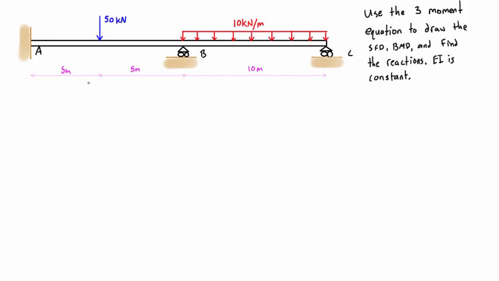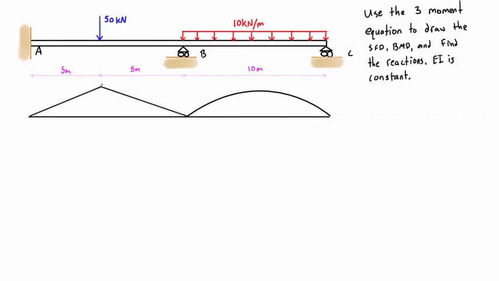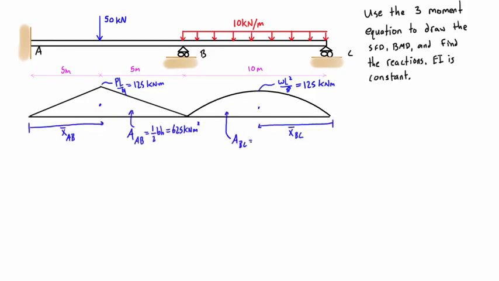So first of all, anytime you're doing a three-moment equation, look at each span that you have and draw the bending moment diagram for that span as if it was simply supported and carrying those loads. And then we want to identify the distance of the centroid to the outsides of those spans and also the areas under these curves.